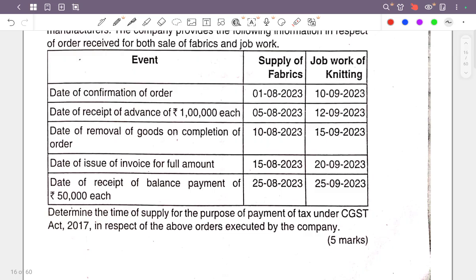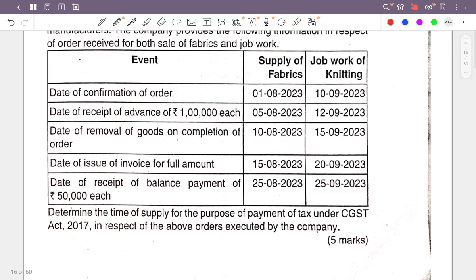Date of confirmation of order for the supply of fabric: 1st August. Receipt of advance of 1 lakh: 5th August, within 5 days. Date of removal of goods on completion of the order: 10th August. Date of invoice with the full amount: 15th August. Date of receipt of balance payment: 28/8/23.